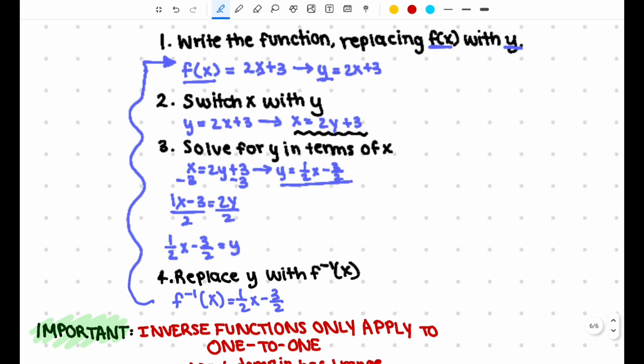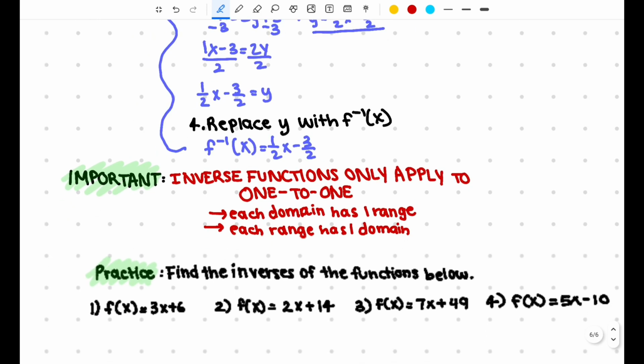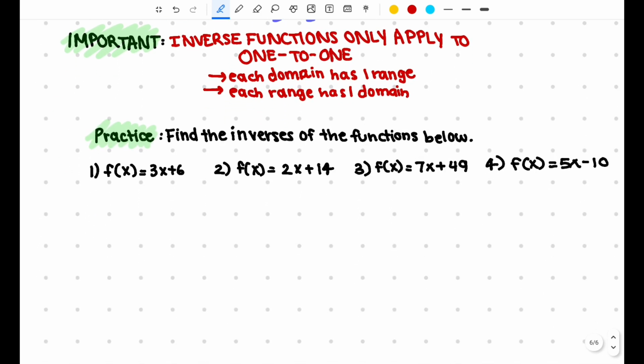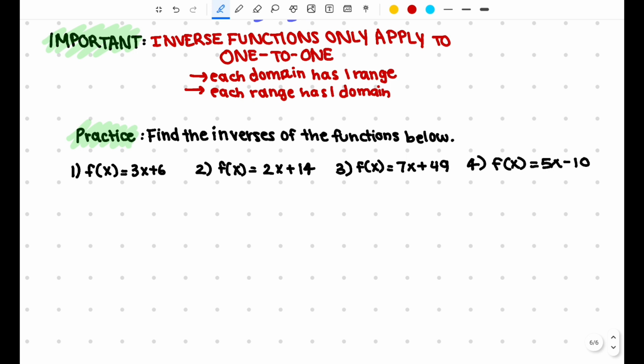As a reminder, we have number 1, write the function replacing f of x with y. Number 2, you're going to switch the x with y. Then you're going to solve for y in terms of x. And then you're going to replace y with the function notation, f inverse of x. Please do not read it again as f to the negative 1 power, because that's not what it means. So we are going to pause the video and complete the practice, and then we'll meet together and go over it together.